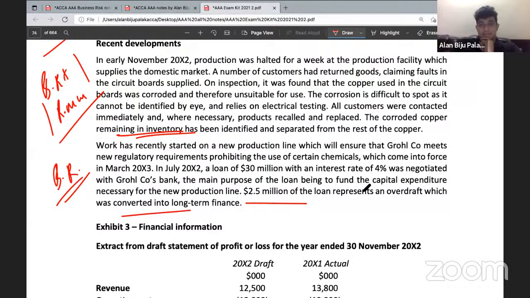Still, there are many risks. Two more main risks are associated here. What else? So what's the purpose of this loan? Whenever you get a question, can the finance cost be capitalized? Exactly, wrong accounting? Exactly, that's a point.